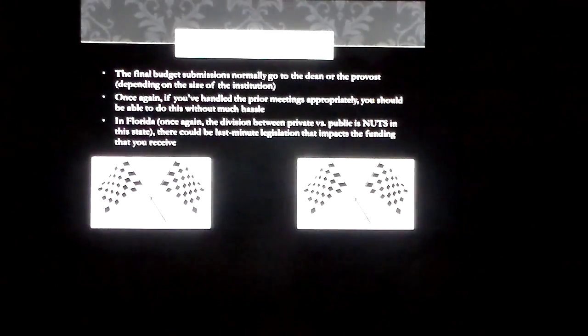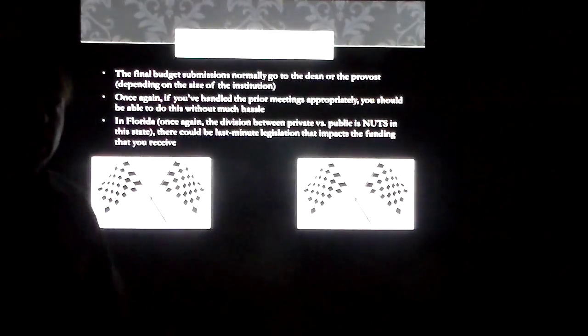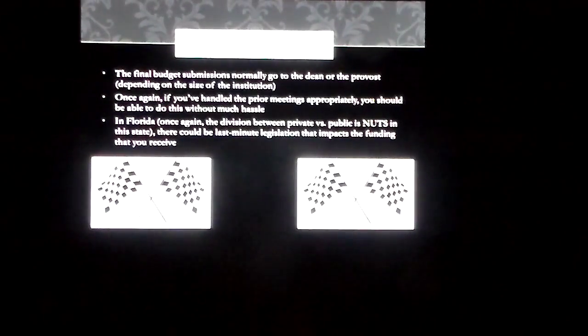There could be last minute legislation that comes in at the state level that gives you more money or takes it away. Private institutions, there actually is more stability, because at a public institution, you are really at the mercy of the legislature. So don't lose sight of that and don't forget that.